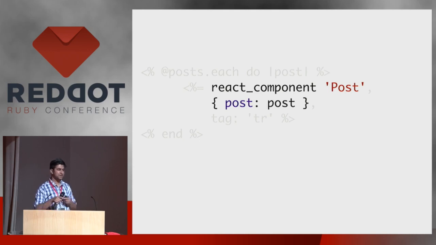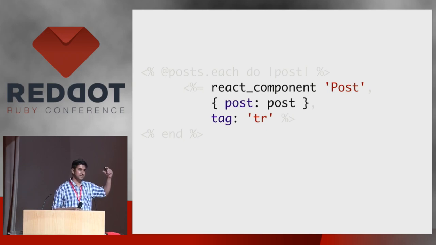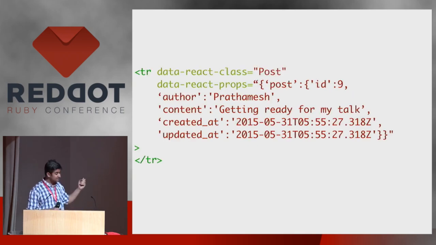As we are using Rails, it will take care of converting this active record object to JSON and pass it to React. By default, it renders everything into a div tag. So we can specify some HTML options, like I want to render this in a tr tag because it is part of a table. And this is the output of that code. So we have data-react-class, and we have data-react-props. All the JSON data of our props is there.